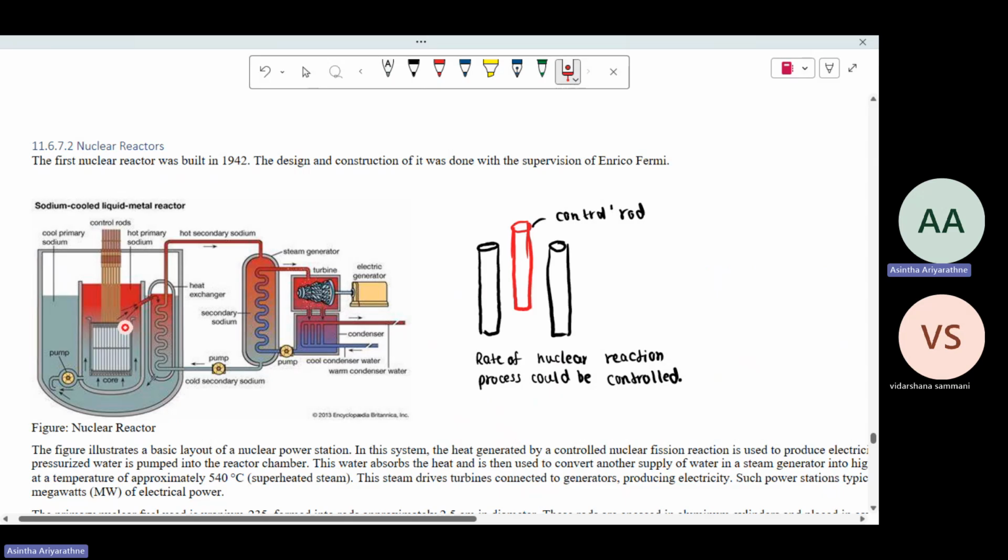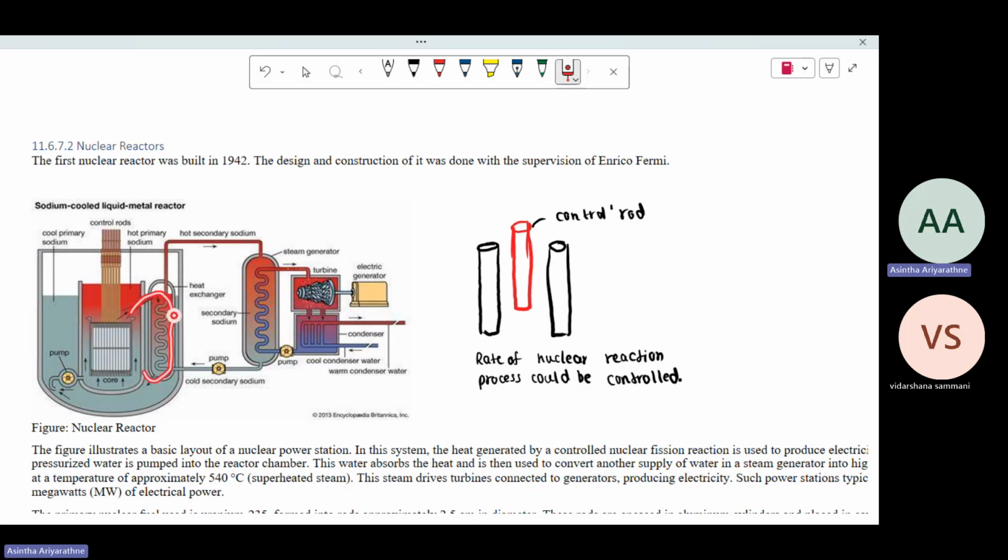So here the hot steam. Water is heated using the energy gained from the nuclear reaction process. So the water becomes steam. Here we have water, and water is heated. The red color means heated water. When the water is heated up, it becomes steam.